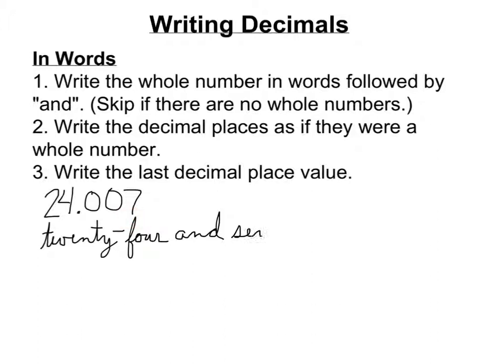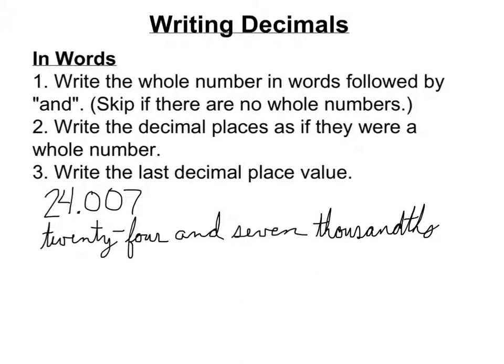So write 7. Followed finally by step 3, write the last place value. So we just reviewed that in a previous video. This is the ones place. After that is the tenths, hundredths, and thousandths, mirroring the whole number place values. So last place is the thousandths. And there it is, 24 and 7 thousandths.